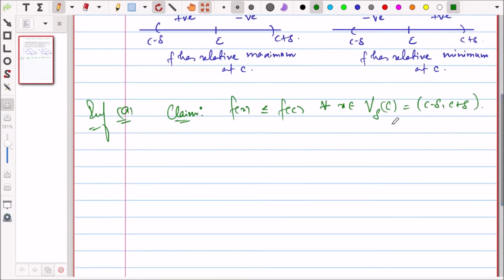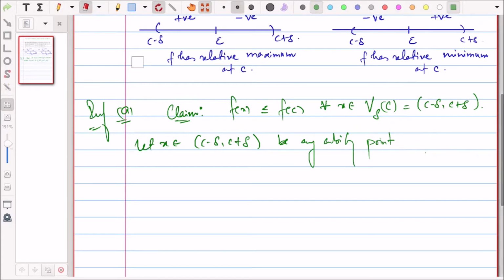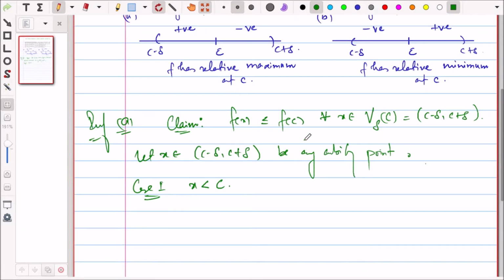Okay. So for this, let x belonging to (c minus delta, c plus delta) be any arbitrary point, and x is not equal to c, because at x equal to c we already have equality, right? So we are taking the case when x is not equal to c. Or you can take it, there is no problem for us. Okay, so now we will do it in 3 cases. So case 1, when x is less than c. Okay, so x is less than c, then what will we do?